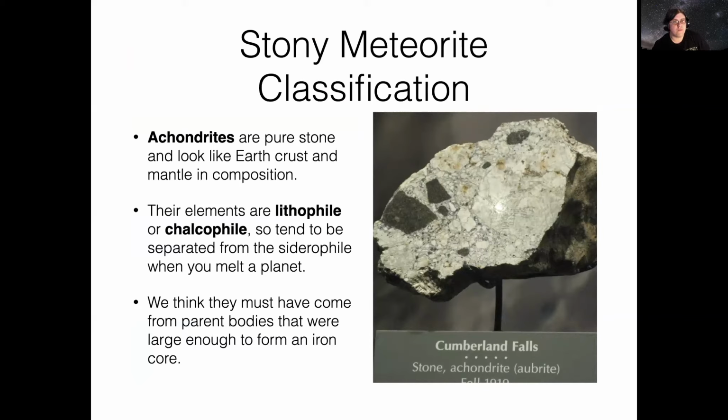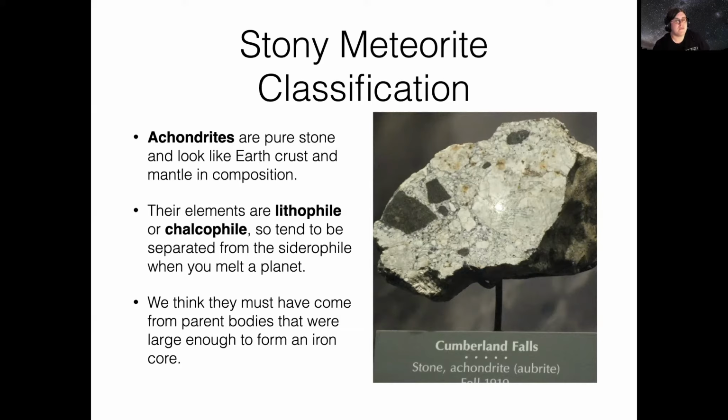Now, there's two basic classifications of stony meteorites. We're going to subdivide this: achondrites and chondrites. So basically, do they have something called a chondrule is our distinction. Achondrites look a lot like the Earth's crust and mantle, or Mars's or the moon's.